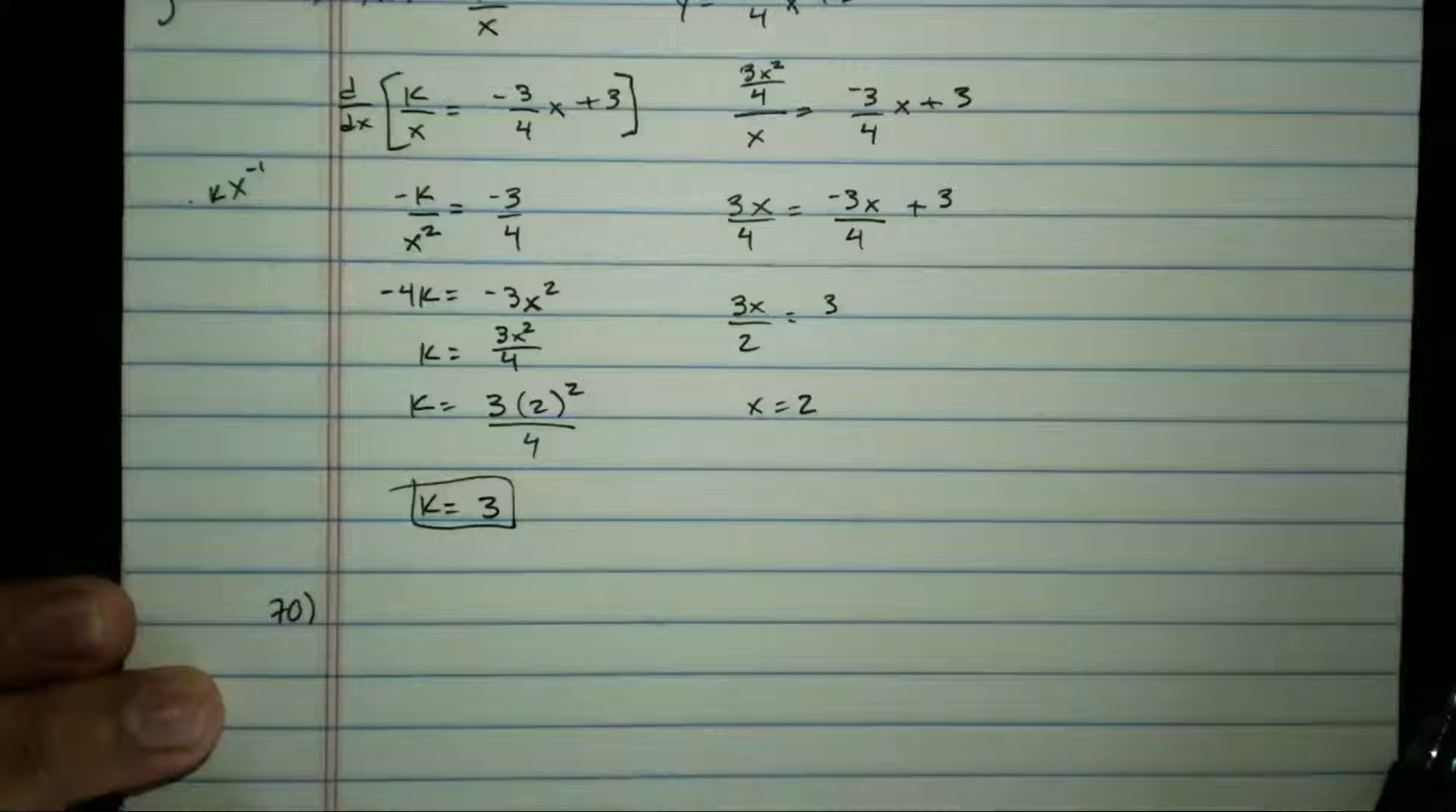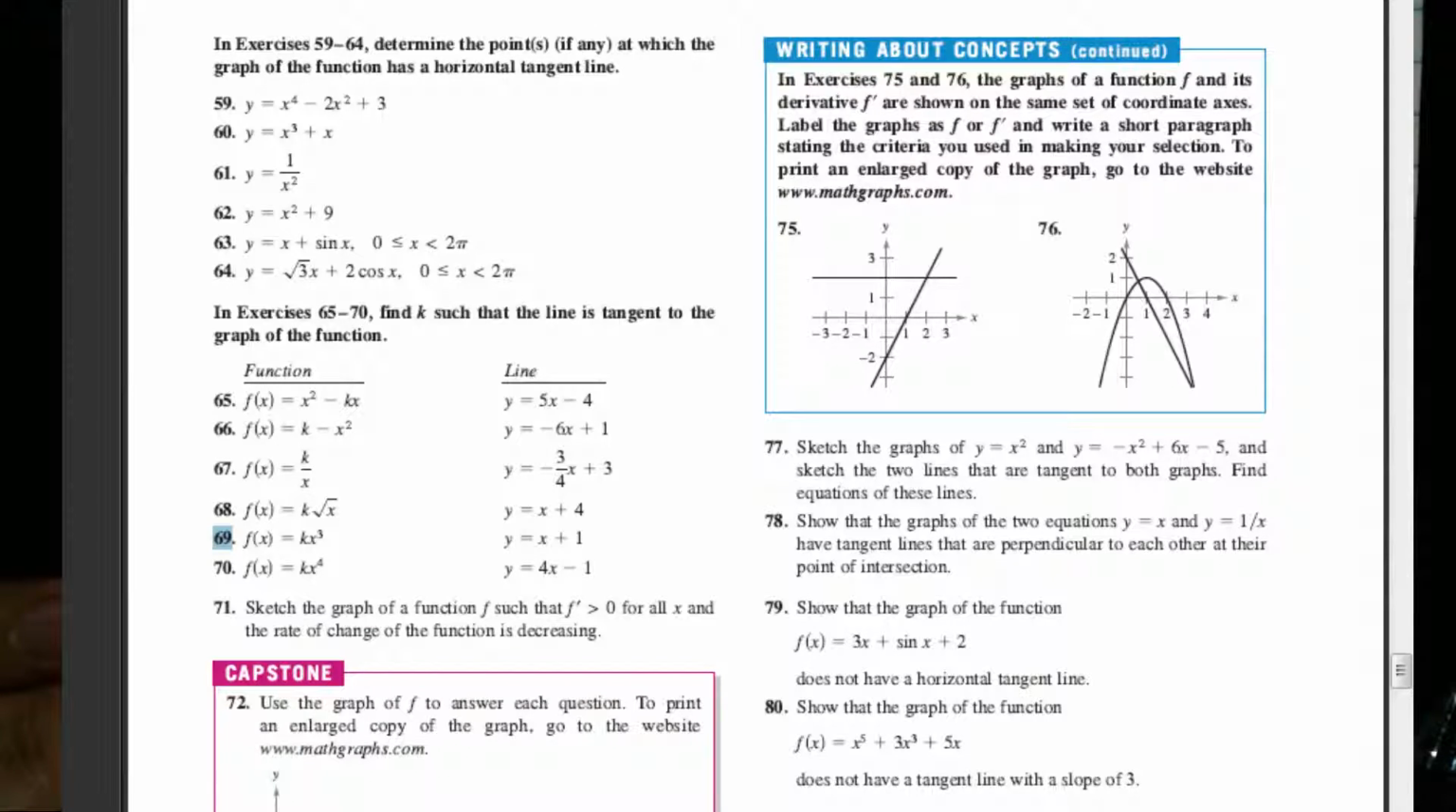So what is 70? 70 is k times x to the 4th, and you have 4x minus 1 is your equation. Okay, so f of x is equal to kx to the 4th, and your tangent line y is equal to 4x minus 1.